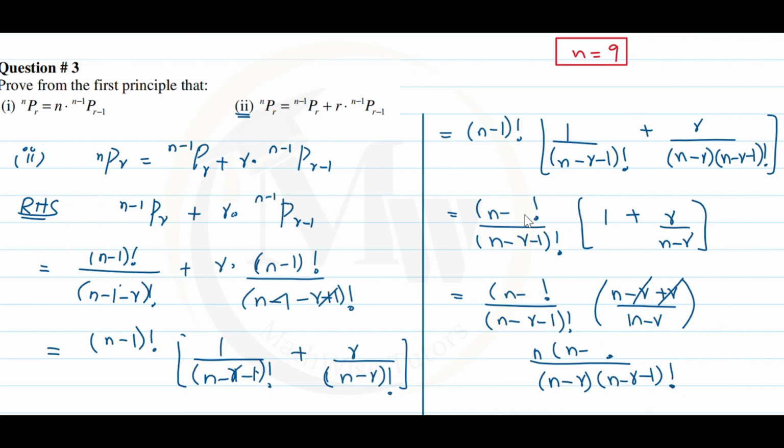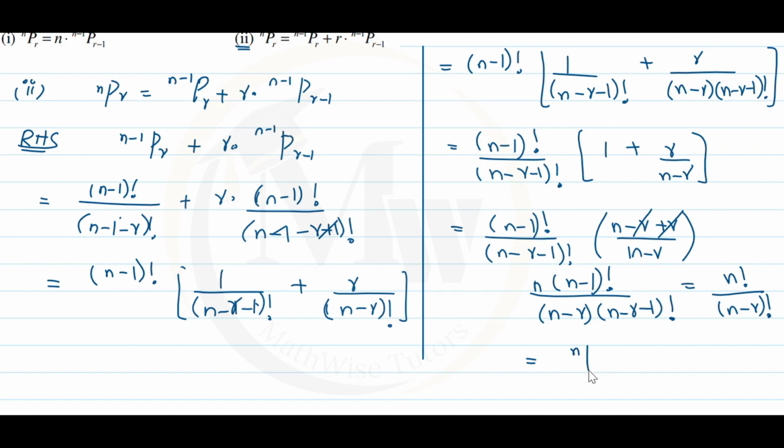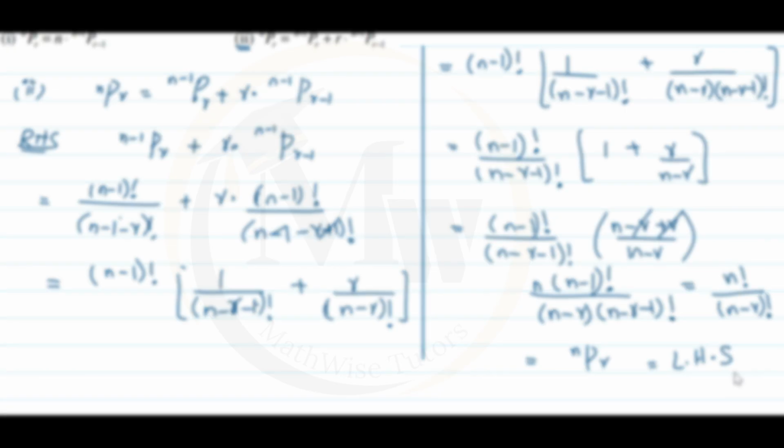This was n minus 1 factorial. So it's complete as n minus r, and it's complete as n factorial, which is nPr, that is your left hand side.